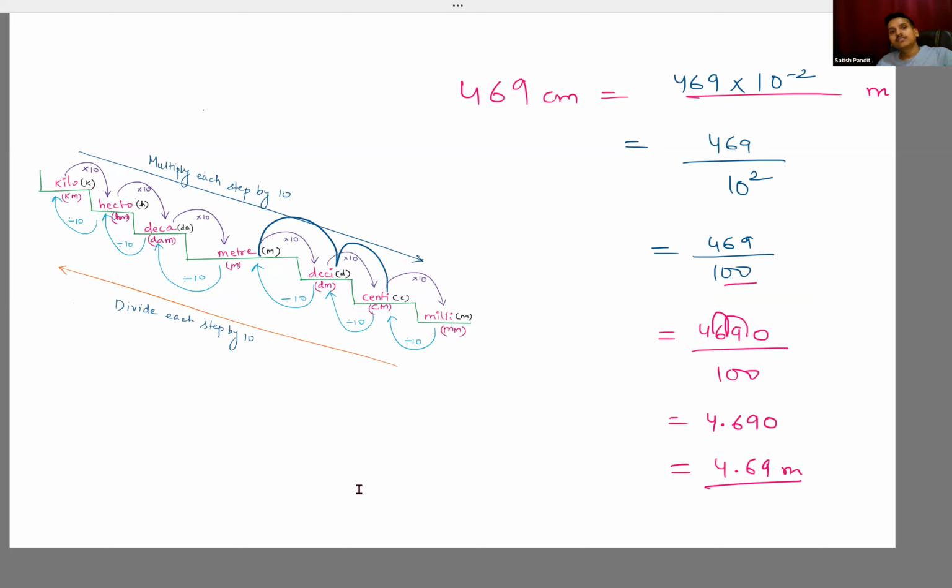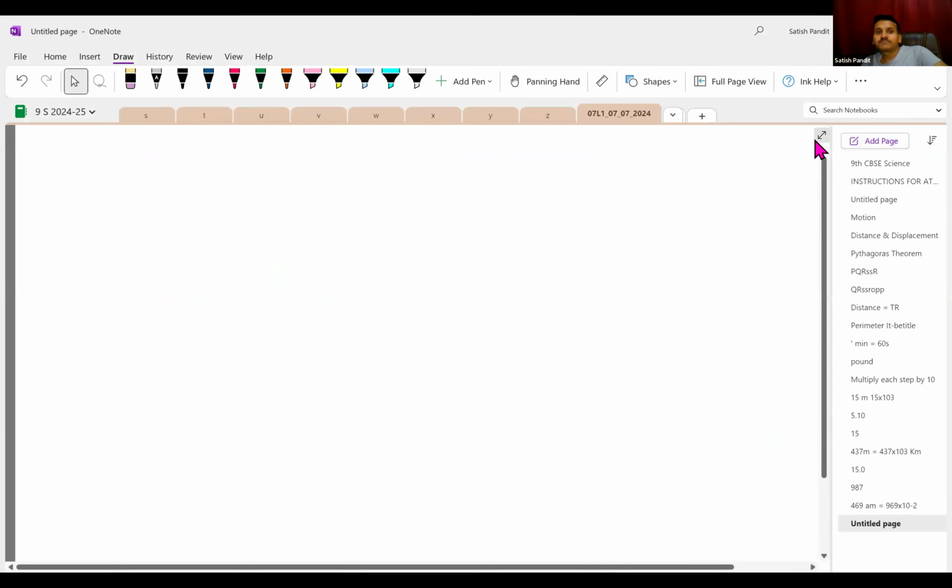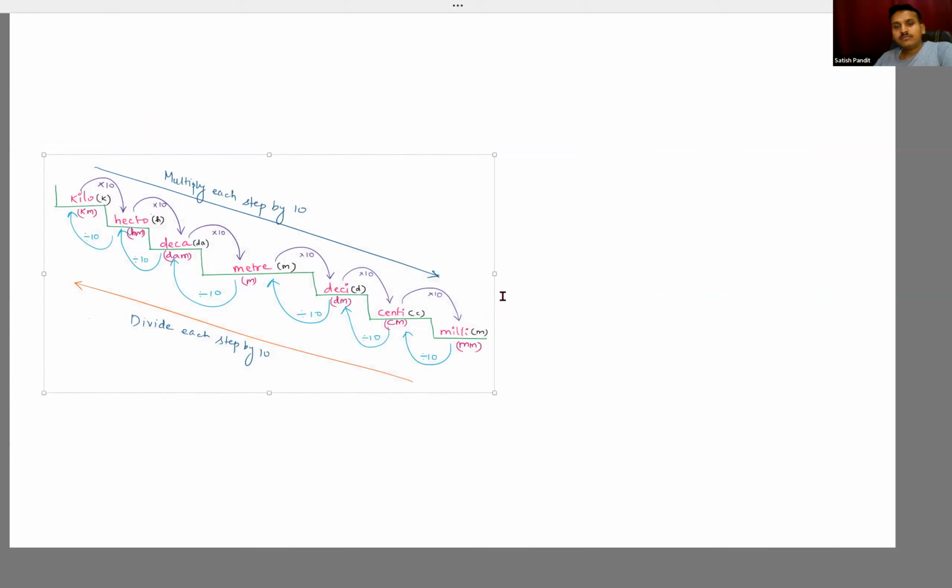Now we have learned how to convert length. Length is generally in meter, centimeter, like that. Now, what if we have some area, like meter square, and we want to convert it? Let's see that. That also is actually very simple. Let me explain. Suppose I want to convert 25 meter square into centimeter square.